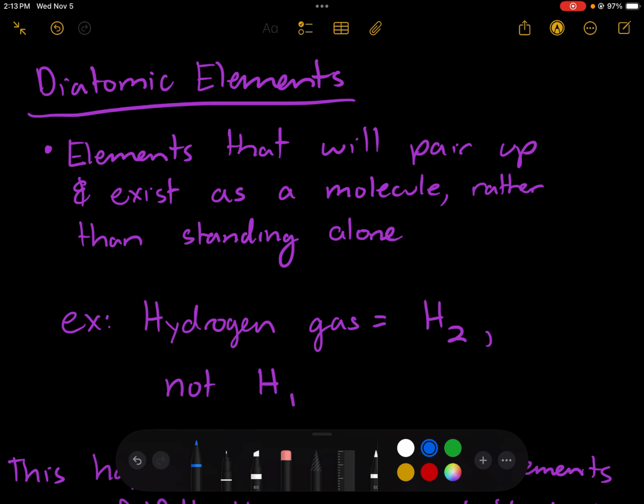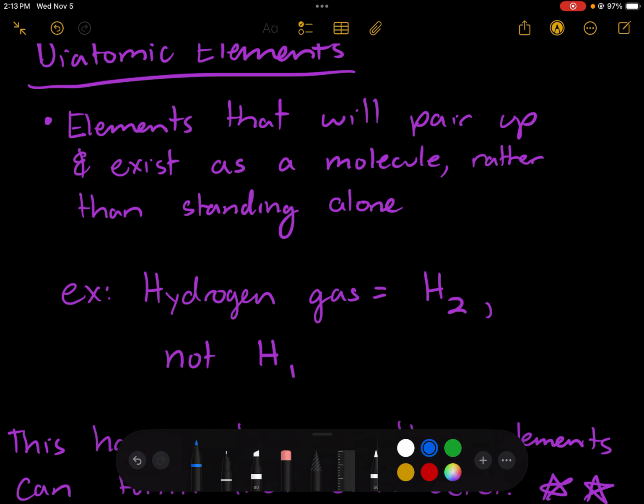And I mean that if we have a sample of hydrogen, those hydrogens are going to pair up together and they're going to exist as an H2 molecule like this, rather than just a single hydrogen atom. So that's what the diatomic means. Di means two, atomic refers to atoms, so literally diatomic elements are elements that exist as two atoms as a pair.